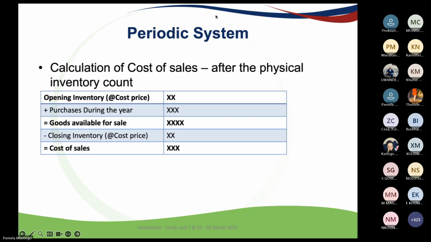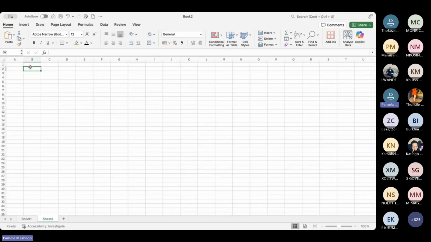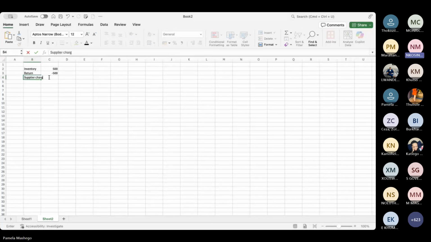Is there a way we can treat that portion, or do we just take it as a loss? Okay, let me present if I understand your question correctly. I'll go back to Excel. So you're saying you had inventory, let's use 500 Rand. You bought it for 500 Rand, and then you return it, and you return the full 500 Rand, but then the supplier charges you 5% of 500 as a handling fee.